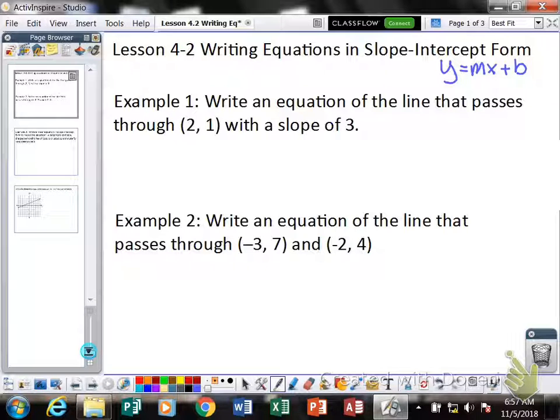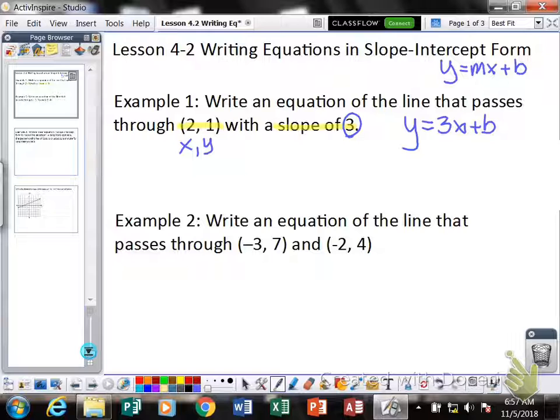So example 1, write an equation of a line that passes through (2, 1) with a slope of 3. So we're given the slope m, so that's helpful. And then we're given this (2, 1). Well, what is (2, 1)? Well, (2, 1) is a point on that line, so an x and a y. Well, if we look at our equation, y equals mx plus b, we have an x and a y. So what we can do is we could rewrite with what we have so far. So y equals 3x plus b, because we have the slope 3, so we can substitute in for m. The thing that we're missing is the b.